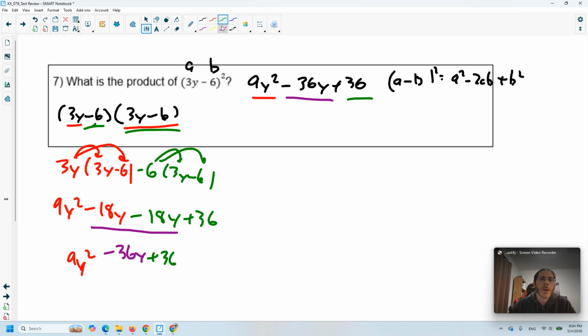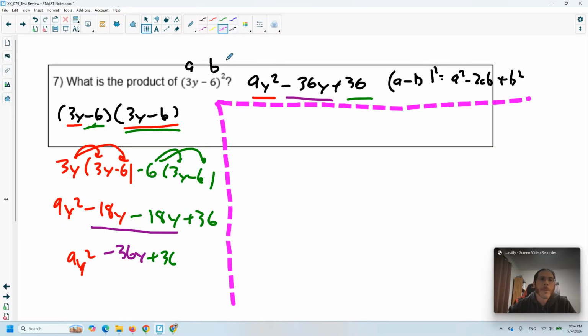Again, if we'd rather do it with the boxes, we can do it with the boxes as well. If we do it with the boxes, we would have a 2 by 2.